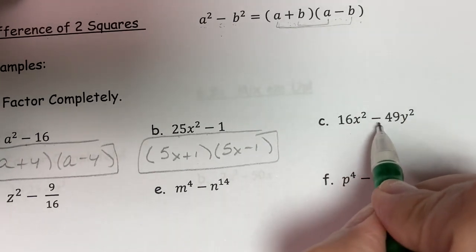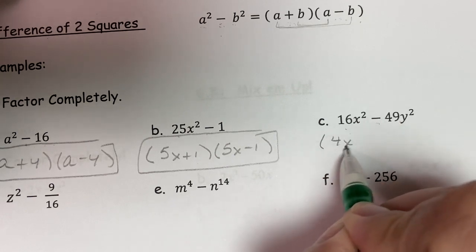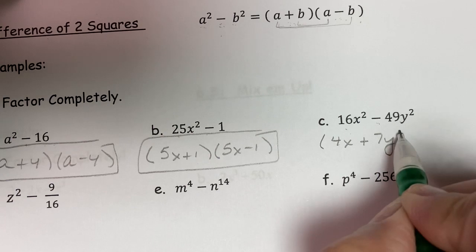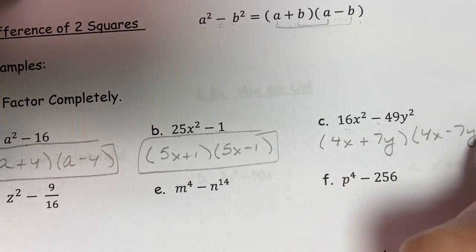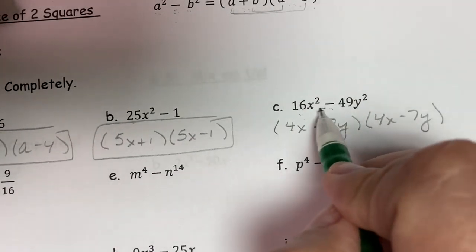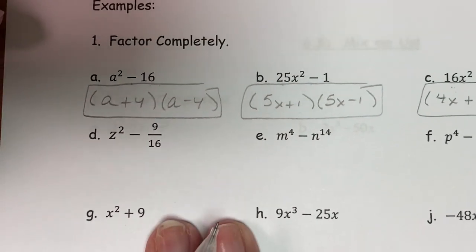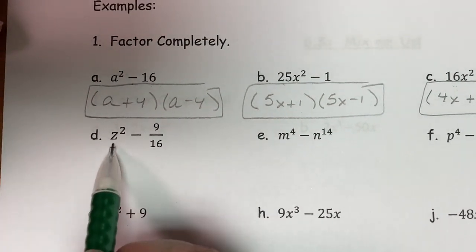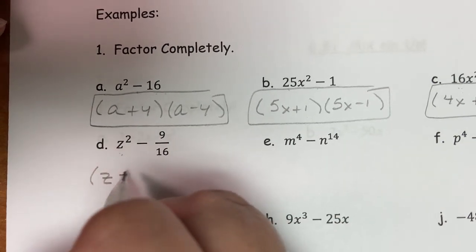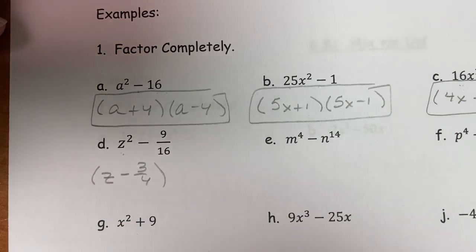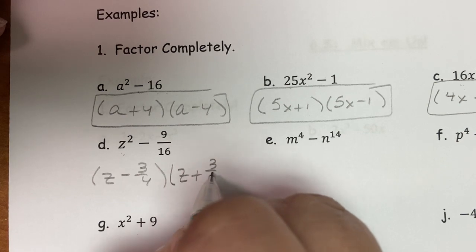How about this one? Is it a difference of 2 squares? Absolutely it is. So it would be 4x plus 7y, that's the square roots of each one of them, times 4x minus 7y. It's always the square root plus the square root times the square root minus the square root. How about this one? Are these 2 both perfect squares? Absolutely. It's going to be z minus 3/4, because that is the square root of 9/16, times z plus 3/4.